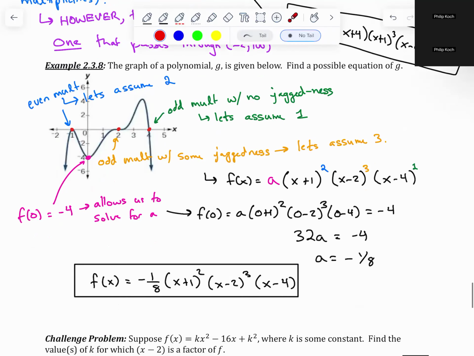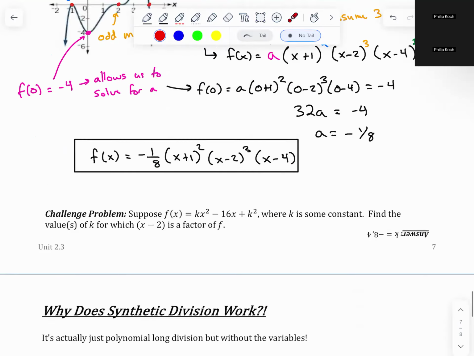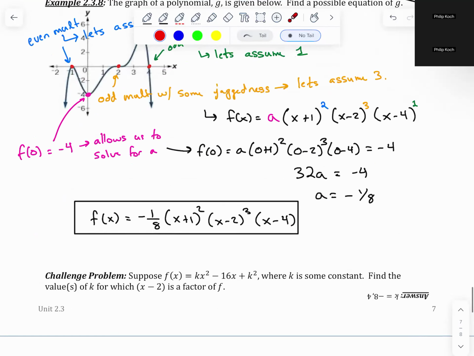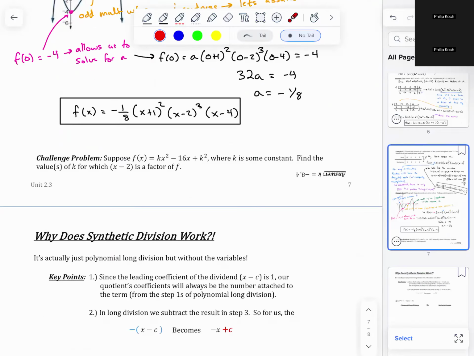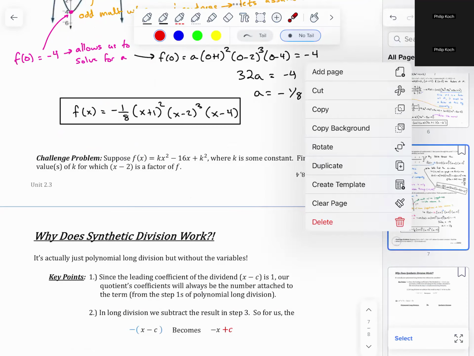Okay, last one. The challenge problem. Suppose that f of x is equal to kx squared minus 16x plus k squared, where k is some fixed constant, some number. Find the values of k for which x minus 2 is a factor of f. All right, I'm going to add in a little extra page. So write this on the back of the page or something.